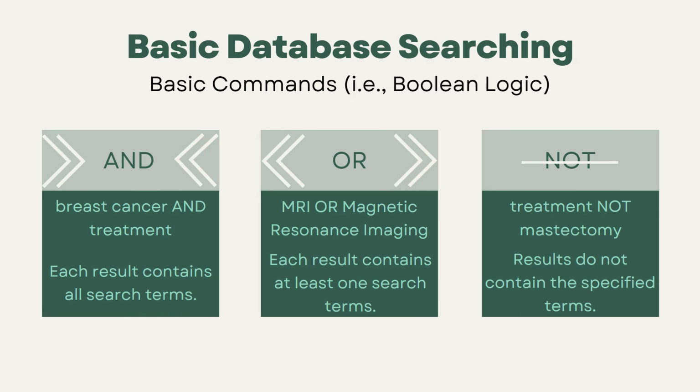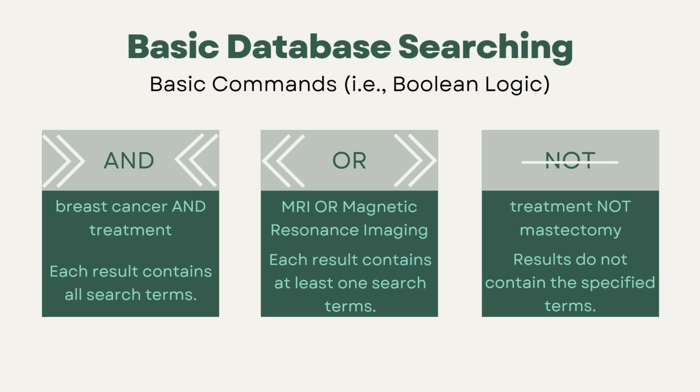To search the database more effectively, use Boolean logic. And is the first Boolean operator, found on the left side of the screen. This narrows your search. All of the terms that you have separated by and must appear in the search results, which will make the articles fewer. For example, we're looking at breast cancer in treatment. Both of these terms have to appear in the search results.